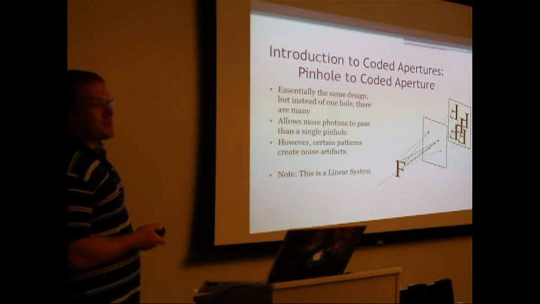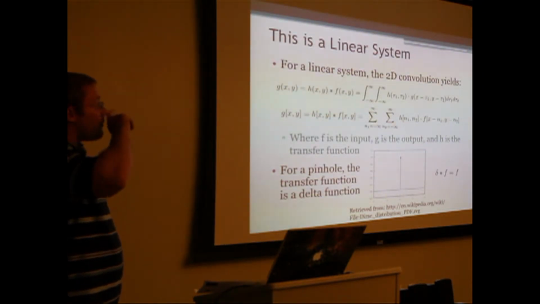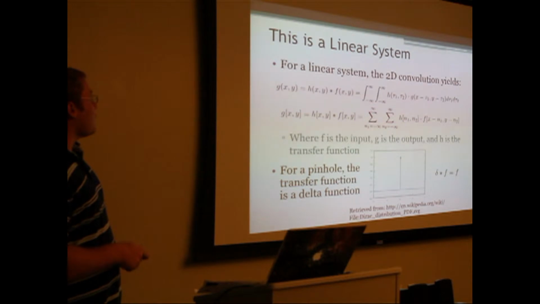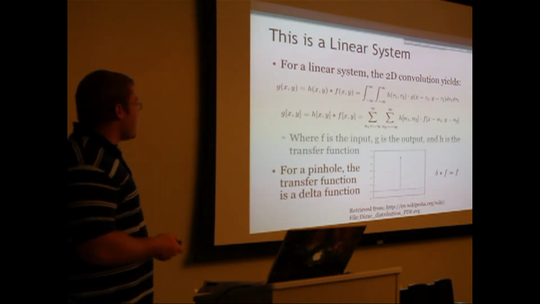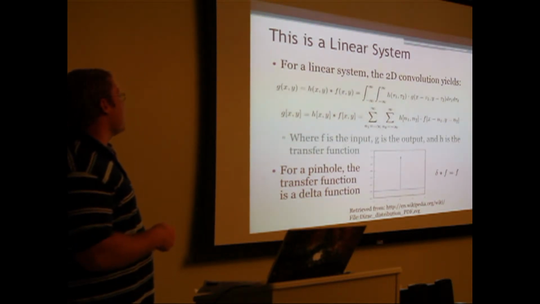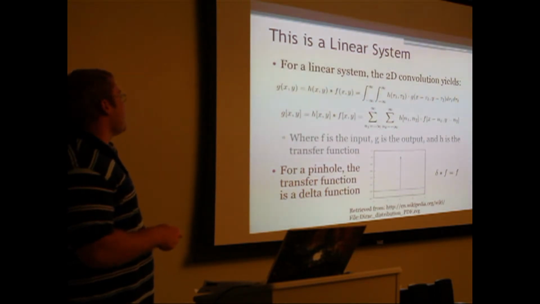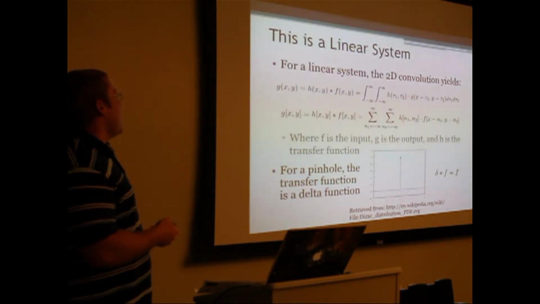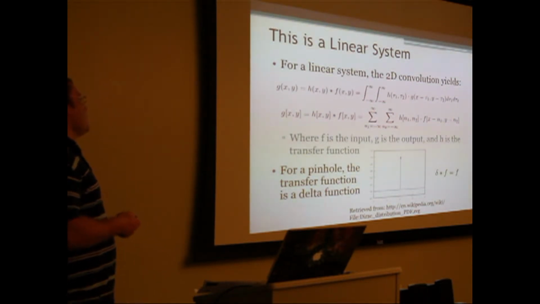And something to note is this is a linear system. Okay, so I'm going to briefly go into the math. I'm more than happy to answer any questions afterward. Something about linear systems is that if you know the input and you can figure out what the transfer function is, you can directly figure out what your output is going to be. So if F is your input, H is your transfer function, G would be your output. Here it's an integral transform, or you can write it in terms of a discrete transform, where it's your input, transfer, and output.